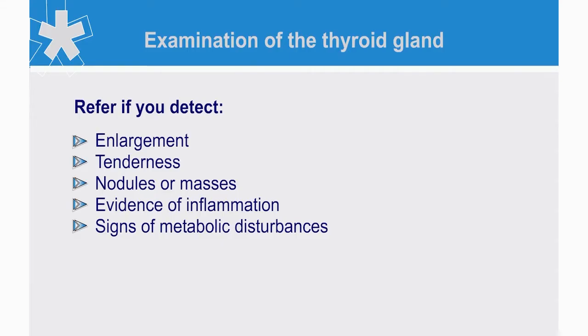Afsana, when do you refer someone for further investigations? The first investigation you can do in primary care is, of course, the thyroid function tests, as well as some autoimmune tests. You can refer the patient if you detect an enlargement, tenderness, any particular nodules or masses, if there's evidence of inflammation or signs of metabolic disturbances.